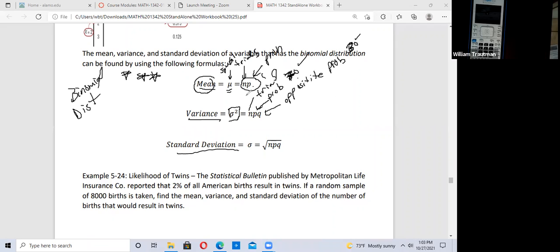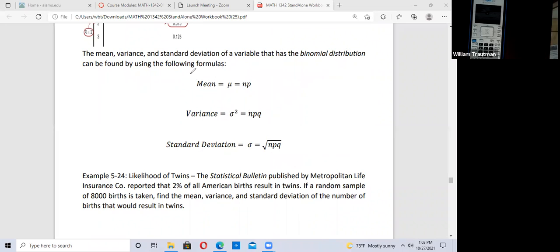And then standard deviation, to get rid of the square, you take the square root, and it's the square root of npq. Once again, n is the number of trials, p is the probability, and q is the opposite probability.